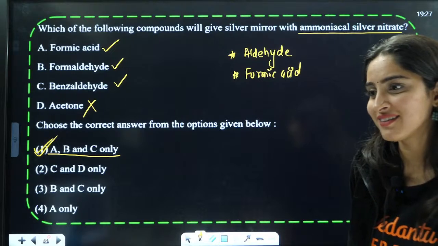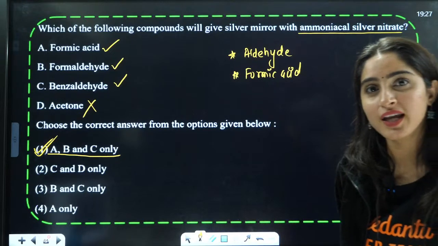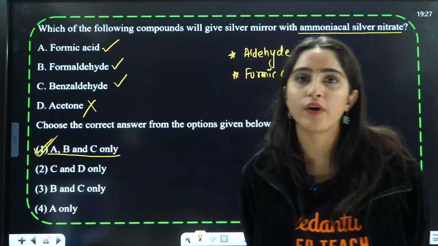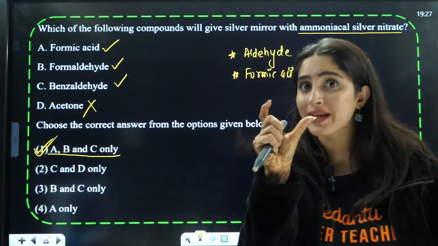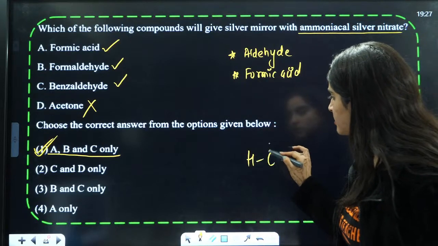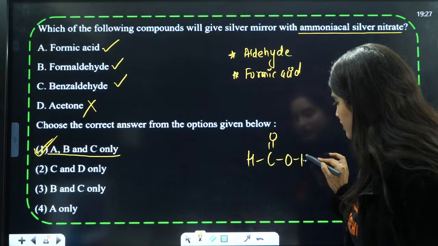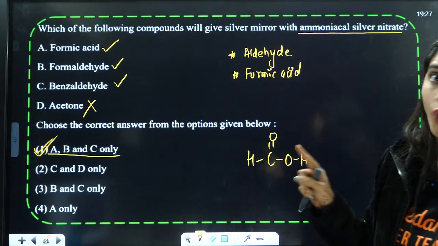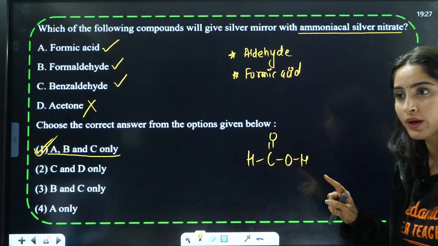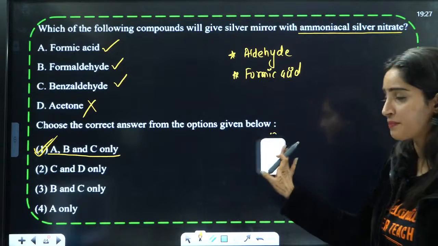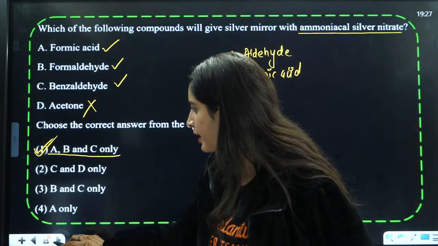Yes, students have written 3, right? Because usually students tend to forget that formic acid also gives a positive test, not any other acid, just formic acid, HCOOH. Just this will give you a positive Tollens test, right? That is an exception here, okay.